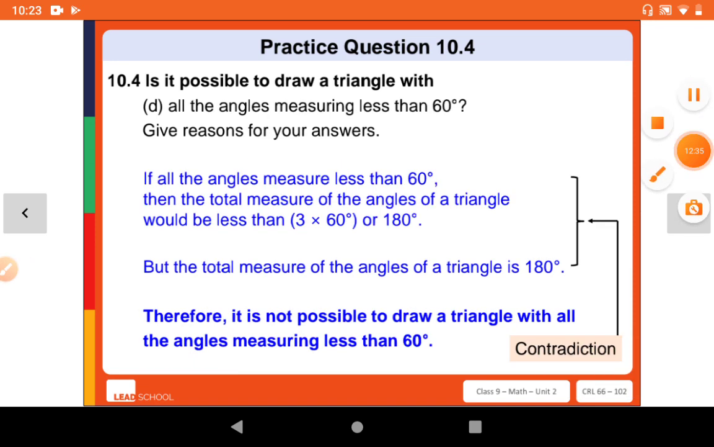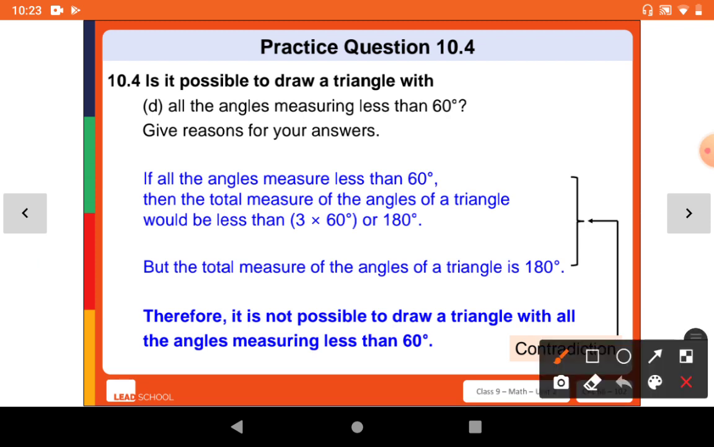Next is practice question 10.4. Is it possible to draw a triangle with all the angles measuring less than 60 degrees? अगर हम तीनों एंगल्स को ही 60 से कम ले लेते हैं, क्या हम ट्राइंगल को ड्रॉ कर सकते हैं? इसकी भी एग्जांपल लेके देख लेते हैं. 60 से सबसे कम वाला 59 ही ले लेते हैं. 59, 59 एंड 59. अगर सारे एंगल्स 59 डिग्रीज के हम ड्रॉ कर देते हैं.